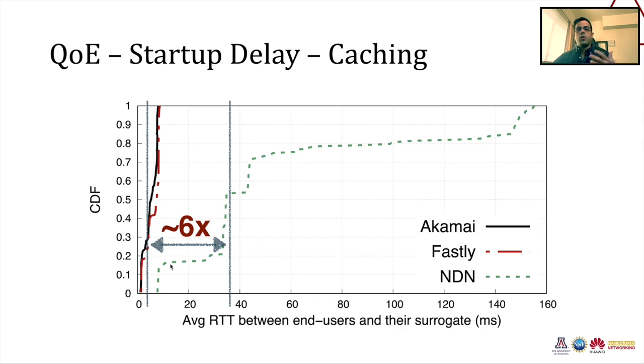So even if the whole video was cached at the server that the end user connected to, the median startup delay in Akamai and Fastly would be 6 times better than NDN on average, as is shown in this figure. And a clear example of this observation is the high startup delay in South America, because the closest NDN server in that area to end users was 148 milliseconds away.